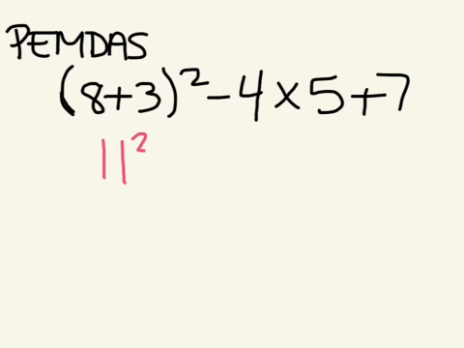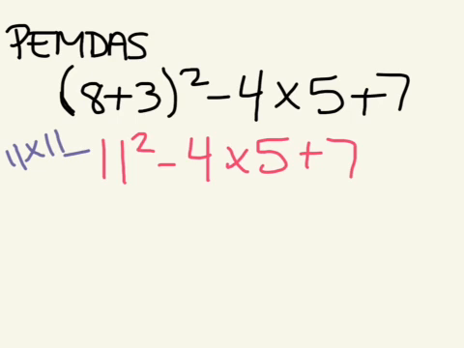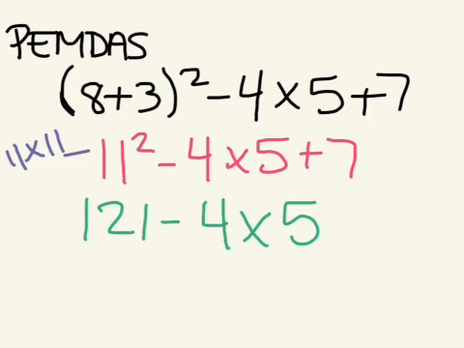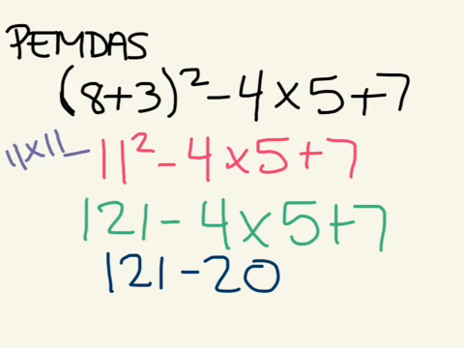And my little exponent 2 now attaches to the 11. I'm going to put minus 4 times 5 plus 7. 11 squared, I'm going to write over here, is 11 times 11. 11 times 11 is 121. So we have 121 minus 4 times 5 plus 7. Now I'm going to do my multiplication. 4 times 5 is 20, so I have 121 minus 20 plus 7.